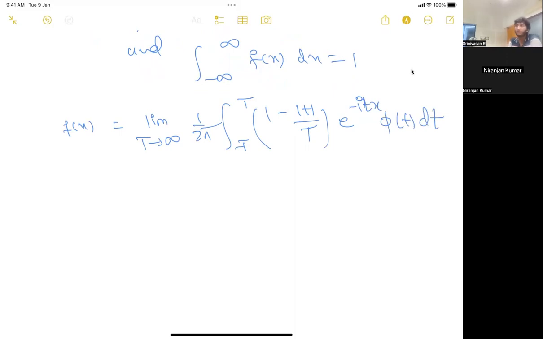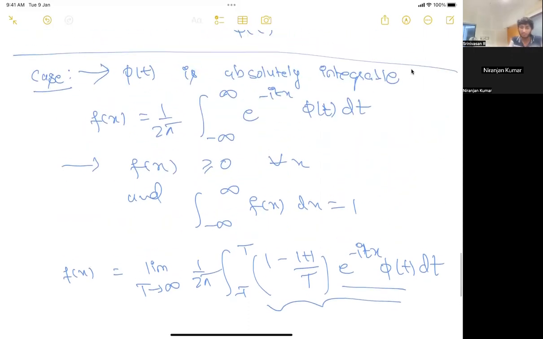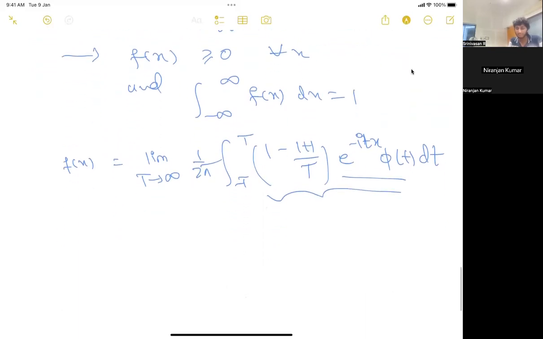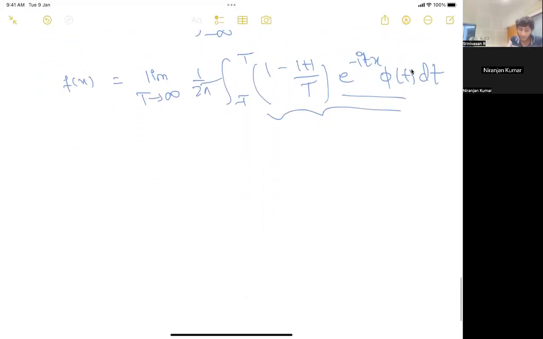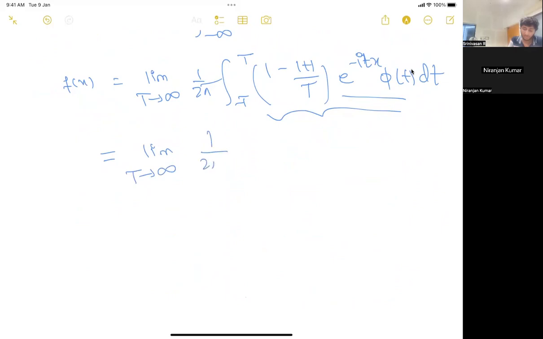Now this is equal to the previous one because this given function monotonically increases towards e to the power of minus i t x phi of t. So by the monotone convergence theorem, this converges to the above function. Now we claim that this is actually equal to the limit as t tends to 0 of 1 over 2 pi t, t minus x.